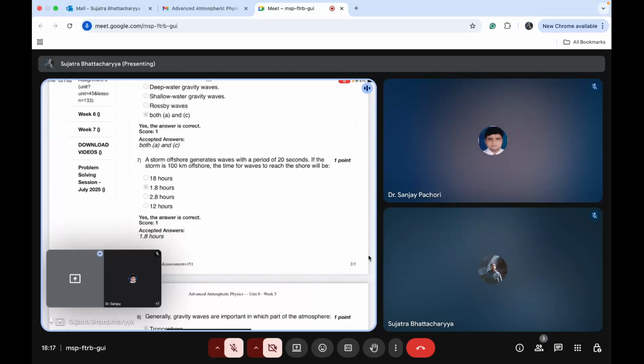So in this case, for the storm, we have to consider the deep water gravity waves, not the shallow water gravity waves, because shallow water gravity waves do not transport the energy through the group velocity. So here we will consider the deep water gravity waves, which I have just hinted at in the last session.